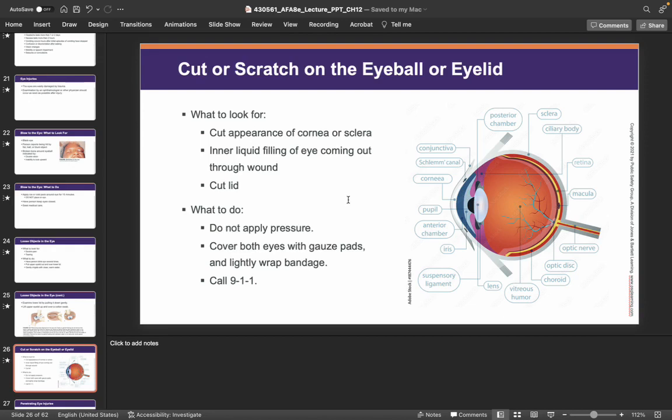If there's any sort of liquid coming out of the eye, that is bad. Or if you see a cut eyelid, okay, any of those are very serious. They need to be seen immediately. So what you should do to take care of it, again, don't apply direct pressure. We don't want to push any fluid out of the eye. Cover both eyes with gauze pads, and you can lightly wrap them on and then call 911.